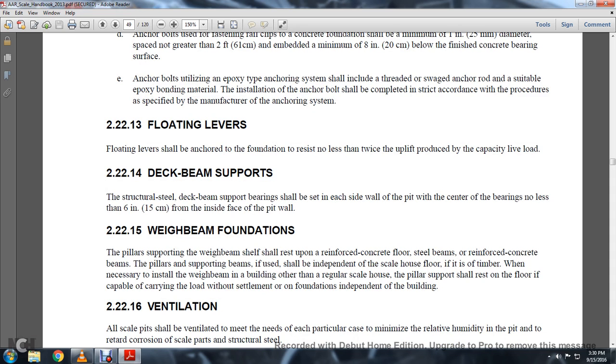222.15 Weighbridge beam foundation. The proper foundation supporting weigh beams shall be supported on reinforced concrete floor. The steel beams, reinforced concrete beams, or pillars supporting beams, if used.